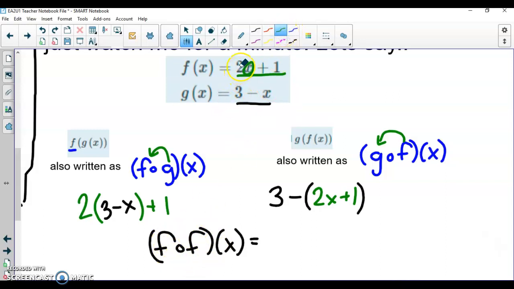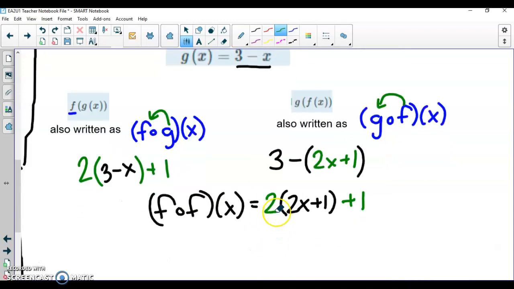f says 2 times x plus 1. So I start with 2. I see this x. I immediately put that parentheses. I am plugging the function f in. Well, this is function f, so I'm going to have 2x plus 1. And I continue, plus 1. So I plugged in function f to the x value of function f.